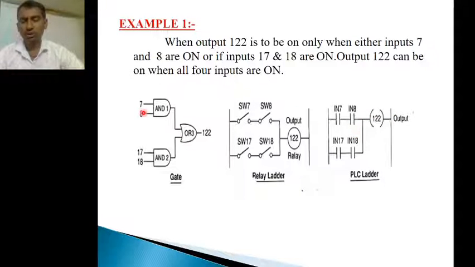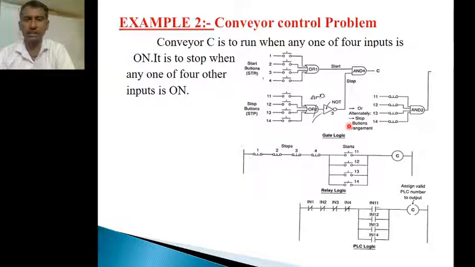How? When two inputs are connected to the AND gate, those two contacts must be represented in series. So IN7 and IN8 are connected in series, and 17 and 18 are connected in series, and to represent the OR gate, these two combinations must be connected in parallel. So this is the ladder diagram representation for the first example description. And coming to the second example, what is the second example?